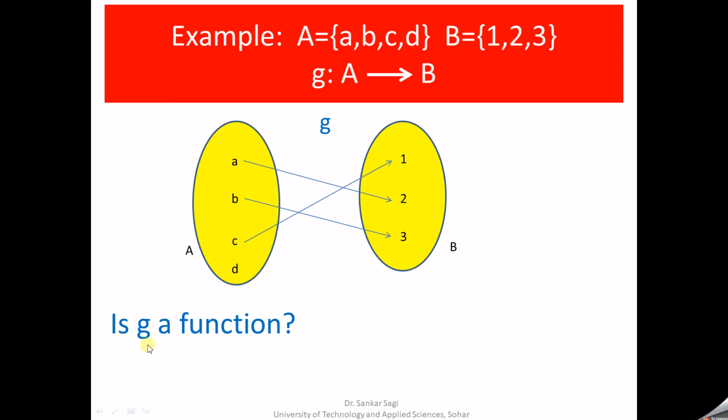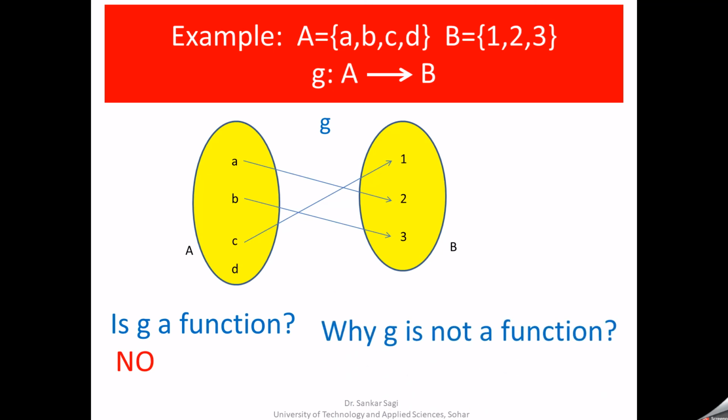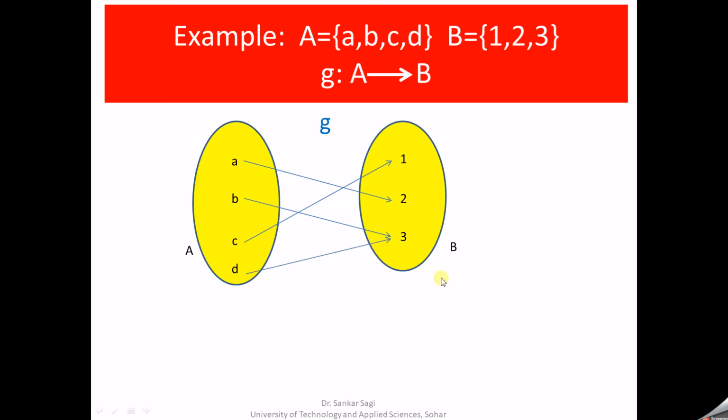Therefore, for this question, is G a function? We can say no. So why is G not a function? Because this element d has no image. Since one of the elements in the first set has no image, this G is not a function. Let us go to the next example.